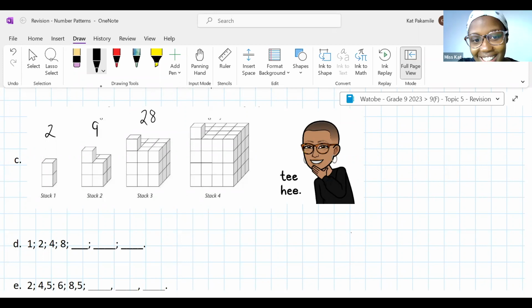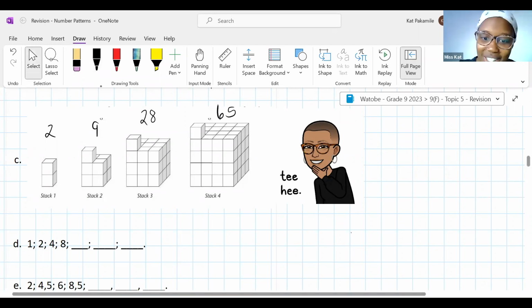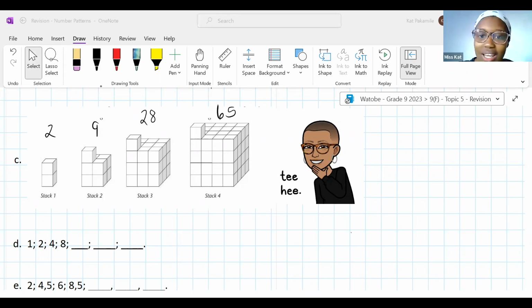For this 65. Anybody know what's going on? We are not on E, Kanyo.